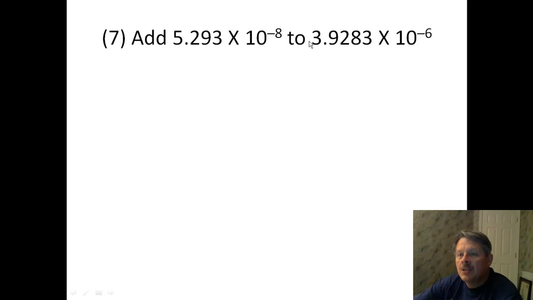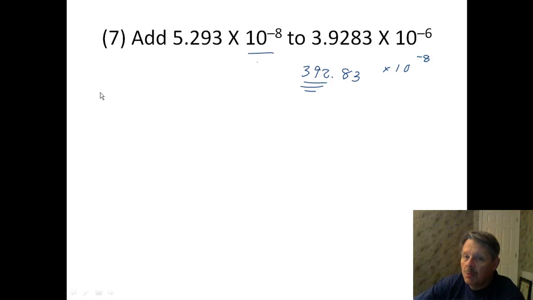I typically pick the bigger one. Let's pick the smaller one just to see what happens, just so that we get some experience on seeing that. So I'm going to change this. I'm going to make this times 10 to the minus 8th. So I've made that number smaller, so I have to make this one bigger by 2. So it's 392.83. See what's going to happen? Now all of a sudden I'm going to end up with this big number that I've got to play with. But anyway, let's go ahead and do it.